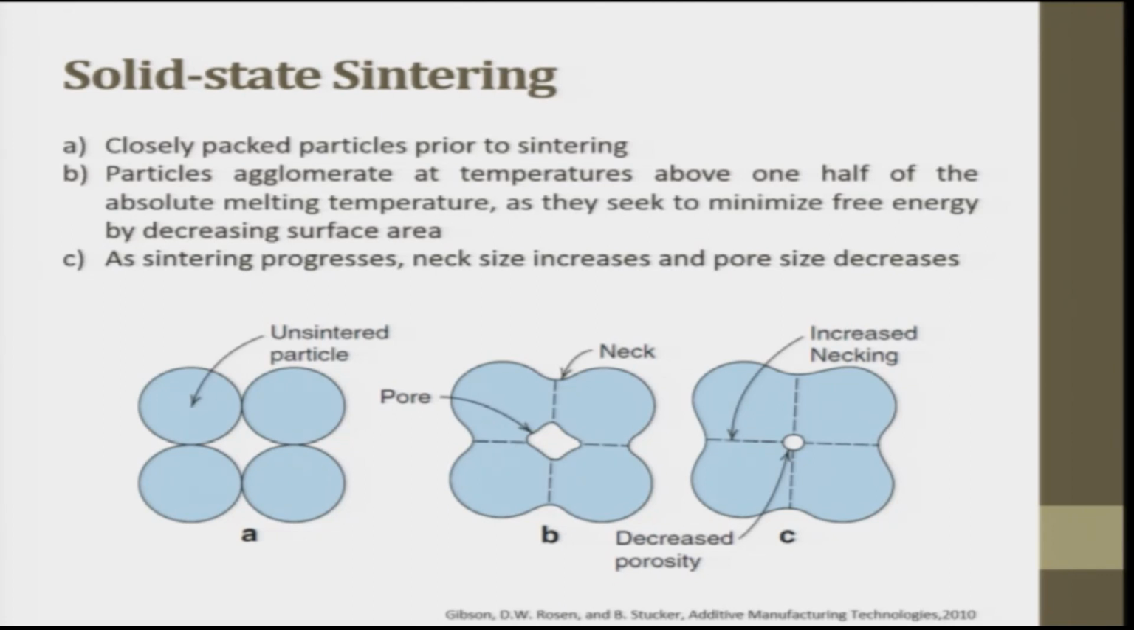So, when we look very close, A is closely packed particles prior to sintering, unsintered particles. Then particles agglomerate at temperatures above 1/2 of the absolute melting temperature as they seek to minimize free energy by decreasing surface area. In this, you can see there is a necking phenomenon happening on all four sides and this leads to a pore in the center. And if you want to decrease the pore, we take it to a much higher temperature. You see the pore size has reduced.